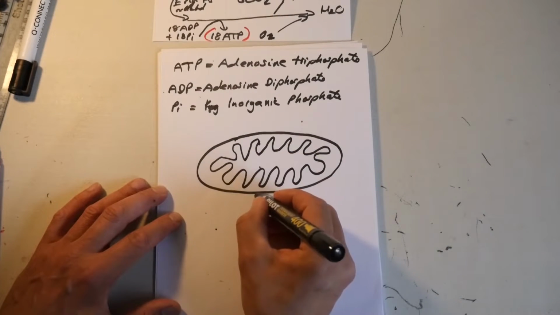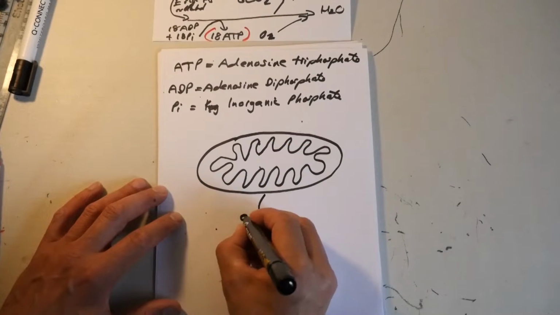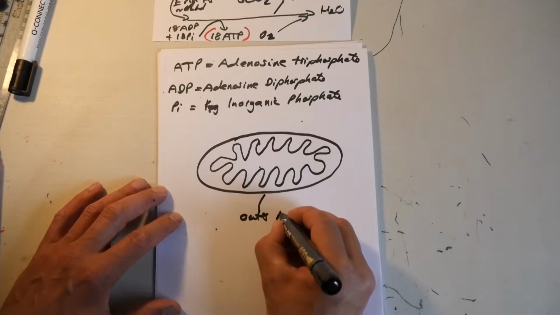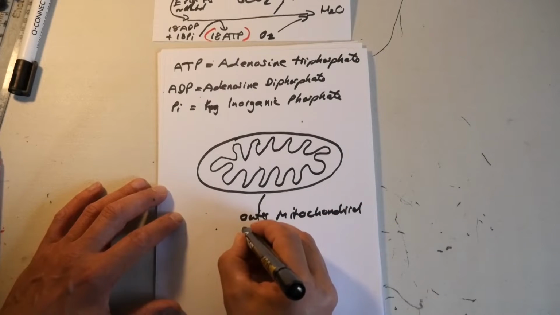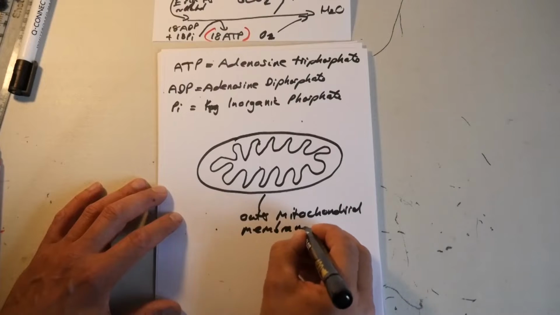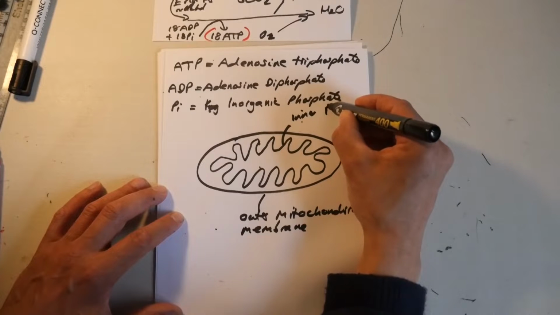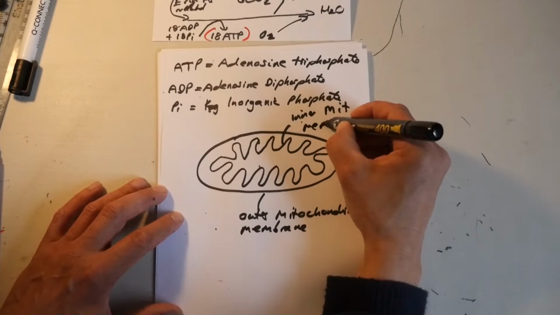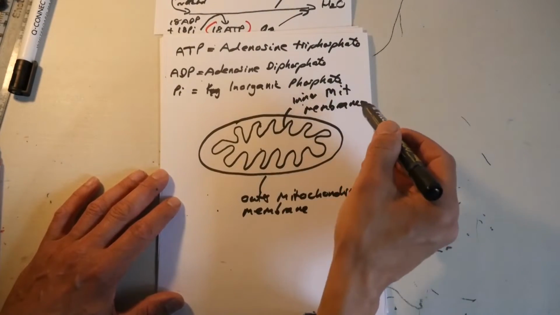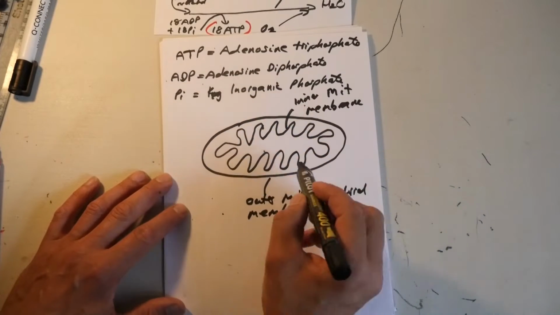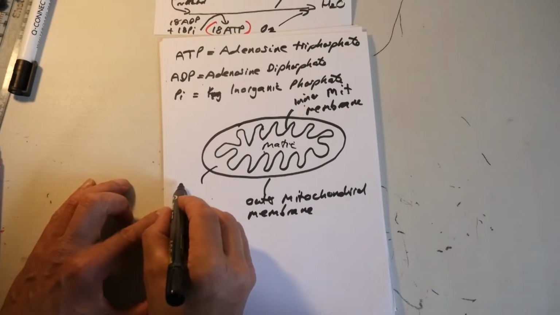That's the outer mitochondrial membrane, and that's the inner mitochondrial membrane. You shouldn't write abbreviations, write it properly like this. I'm just running out of room, but you should write it properly: mitochondrial membrane. That's the matrix, and that's the inner membrane space.